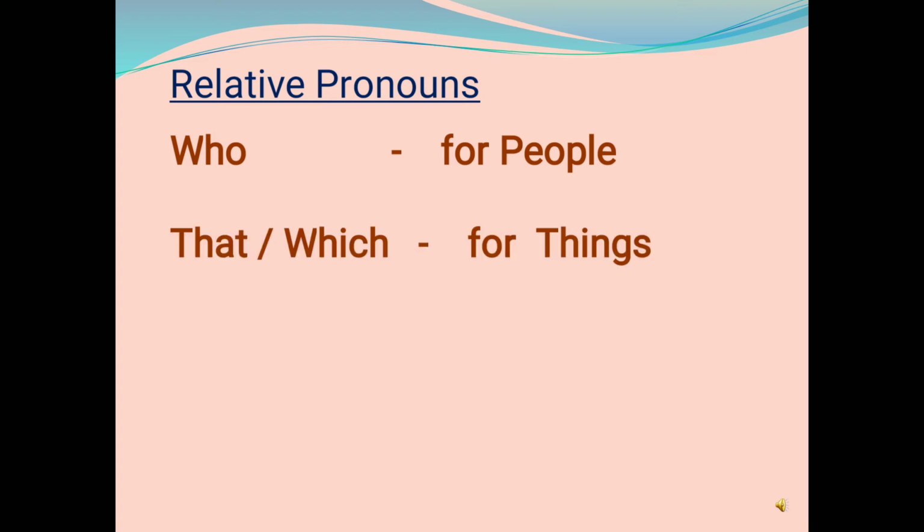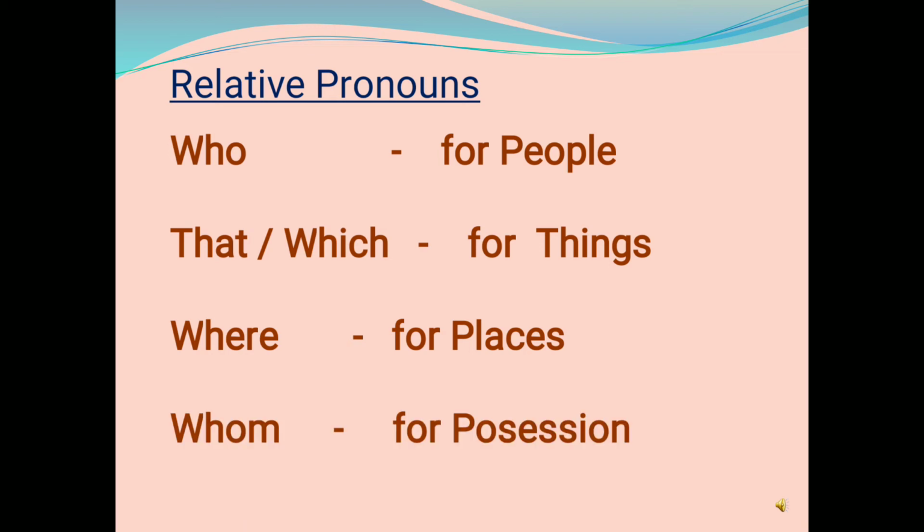Let us know more about these relative pronouns. Here who is used for people, that or which used for things, where used for places, and whom used for possession. These relative pronouns who, that or which, where, and whom are used according to the situations given in the sentences.